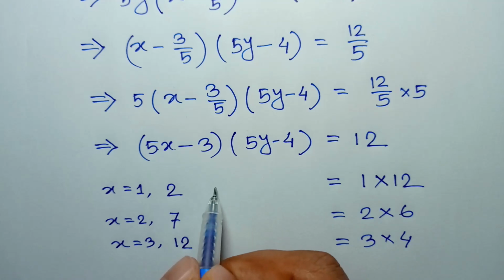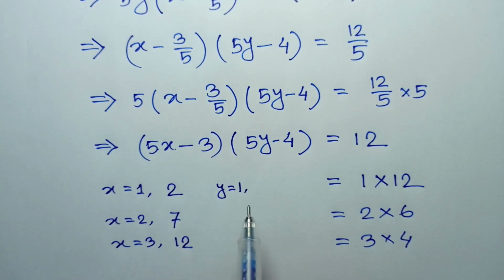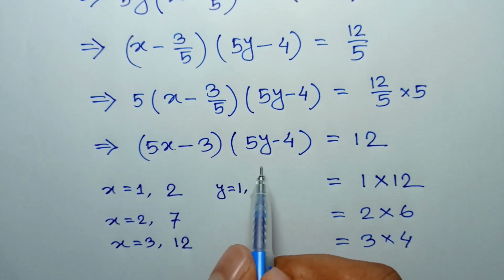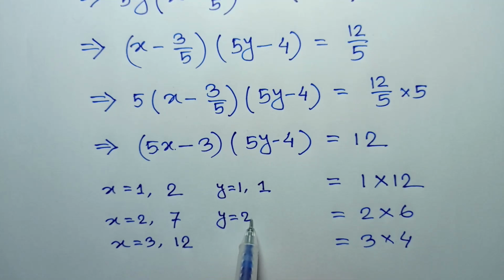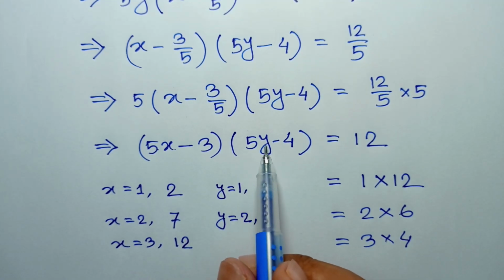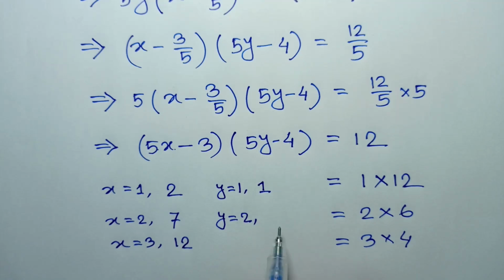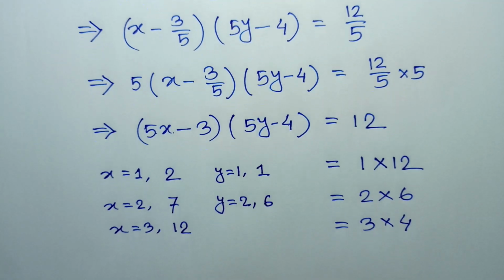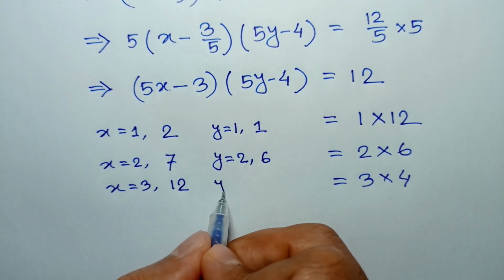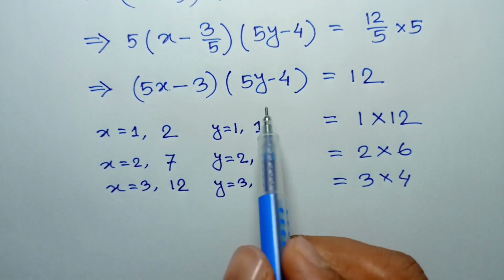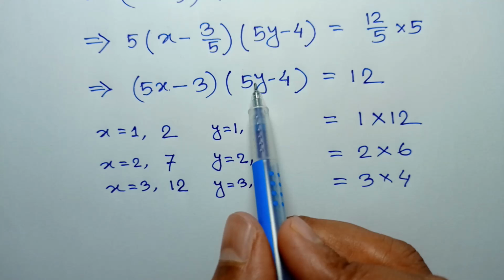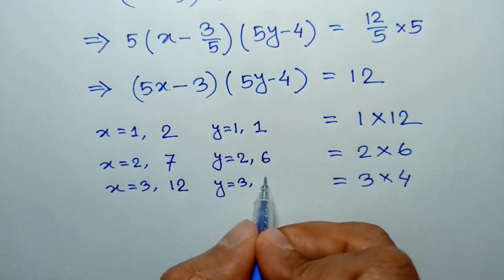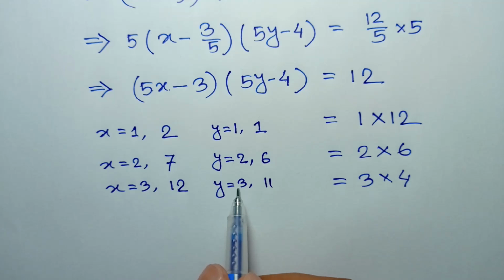From here, when y is equal to 1, then 5y minus 4 is 1, and when y is equal to 2, then 5 times 2 is 10 minus 4 is 6, and when y is equal to 3, then 5y minus 4, 3 times 5 is 15 minus 4 is 11, and for upper values of y it will be greater than 12.